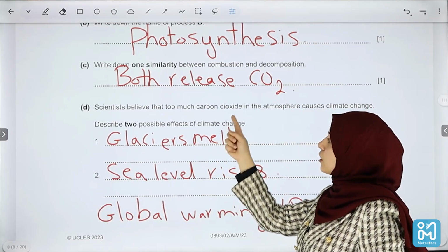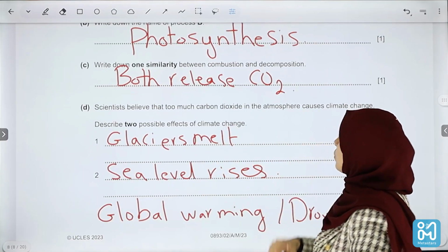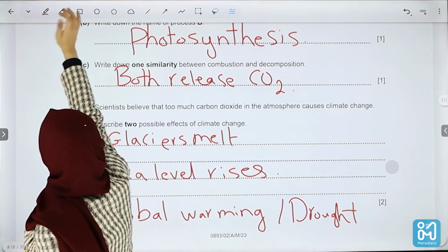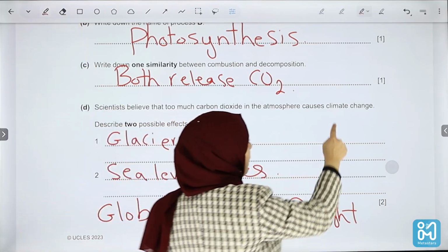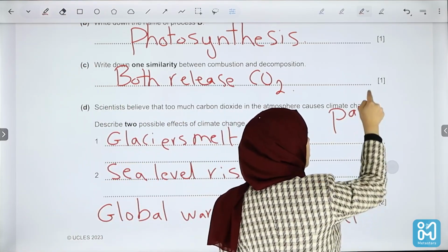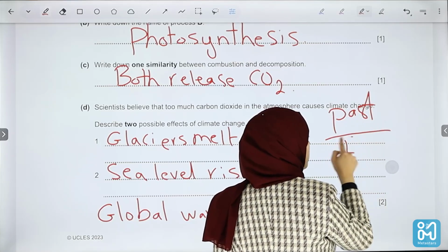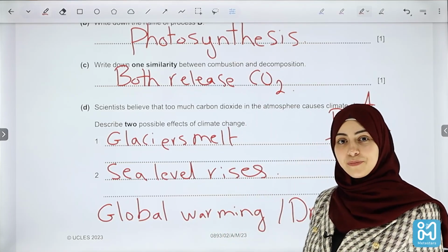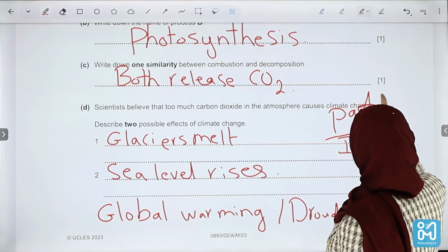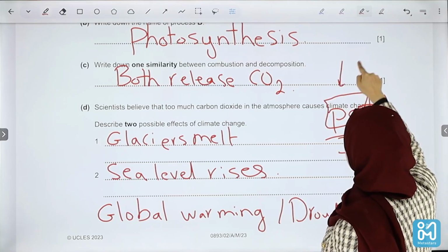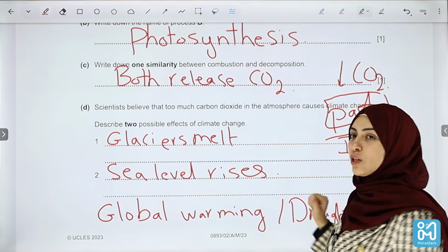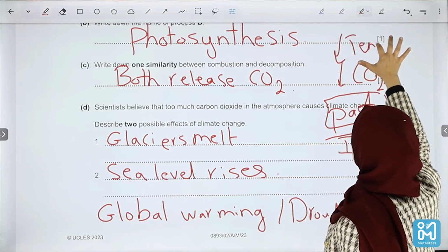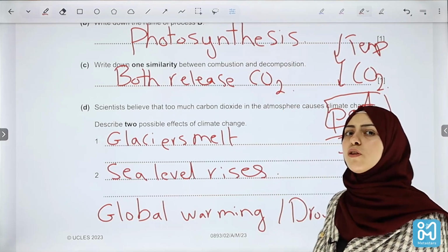Scientists believe that too much carbon dioxide in the atmosphere causes climate change, for sure. Remember, in the past, the earth was totally covered with ice, and we call this glaciation. The percent of carbon dioxide in the past was very low. So the temperature was extremely low. So that's why the earth was totally covered with ice.